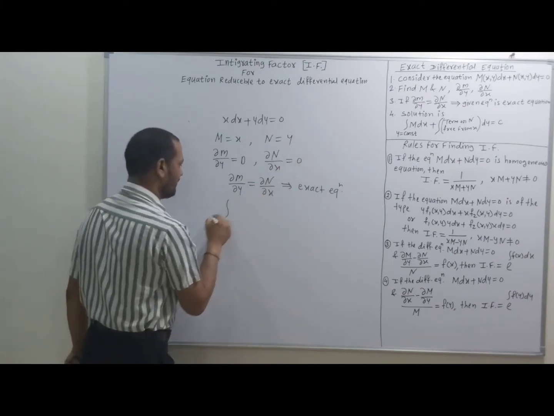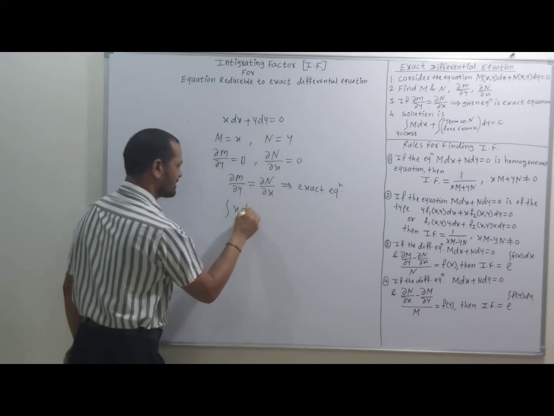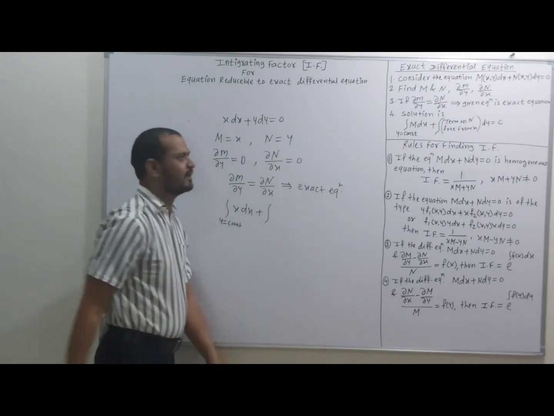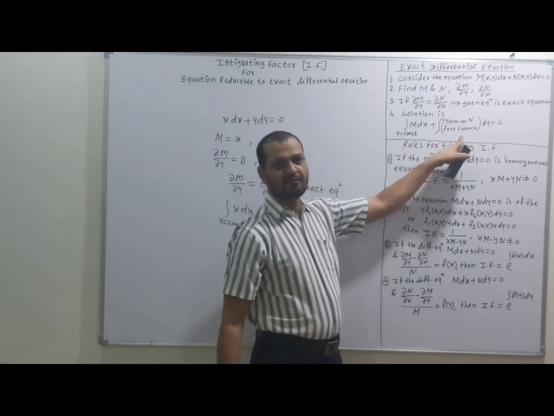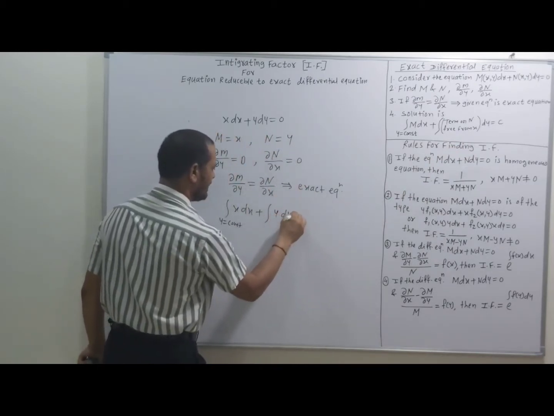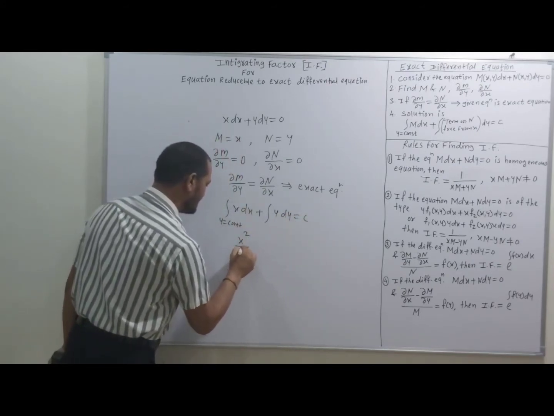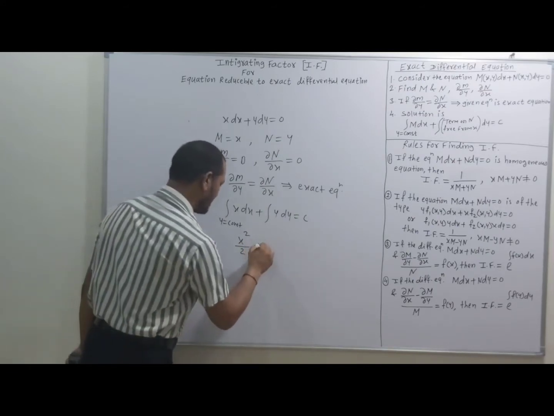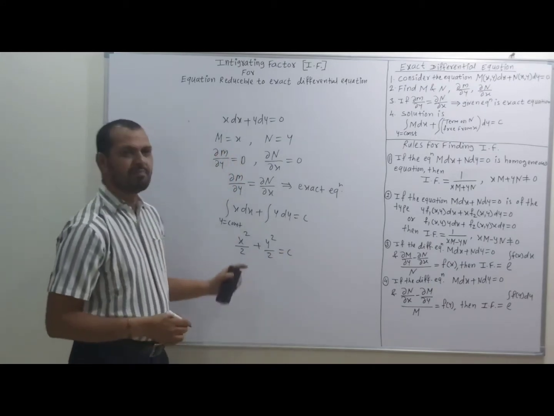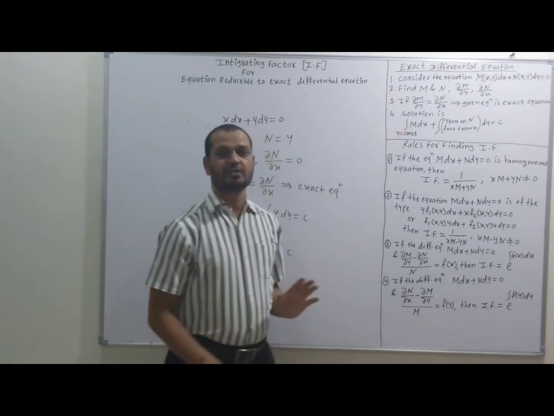Then if we apply the formula for the solution, the integration of M dx, here the value of M is x, dx, with y constant, plus the integration of only those terms in N which are free from x. Here only a single y is there, so we can write y dy equal to c. If we integrate this equation, we get x square by 2 plus y square by 2 equal to c. So this is the simple technique for solving the exact differential equation, where we use these four standard steps.